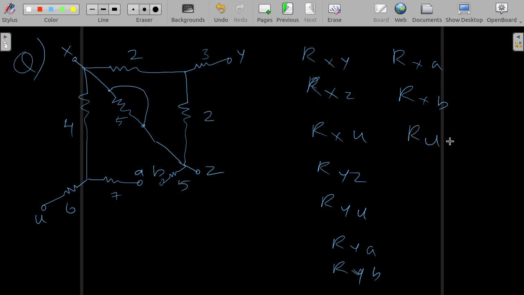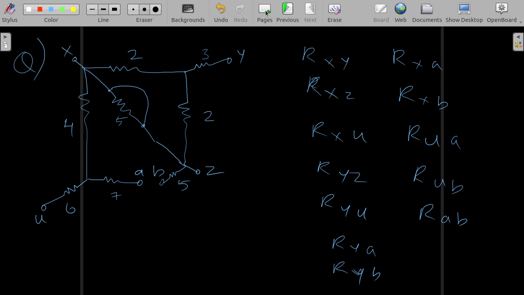R_UX, which we have considered. X, U and U, X are the same, so we don't have to take the reverse. So R_UA, R_UB, R_AB. So you have to find all these. I'll just solve some of them, and the remaining you will have to solve as homework.